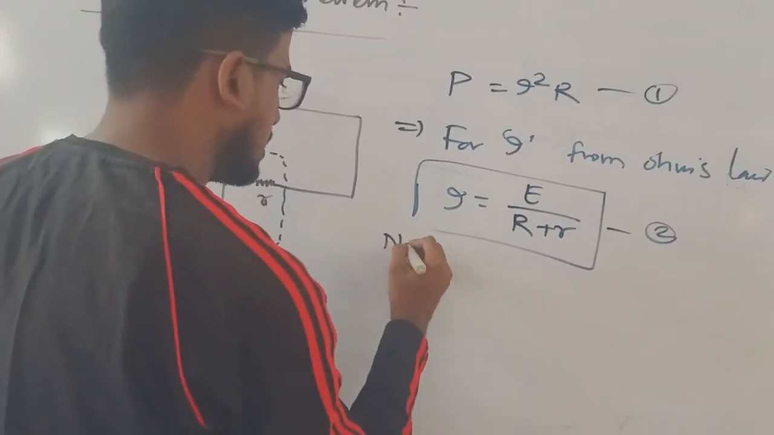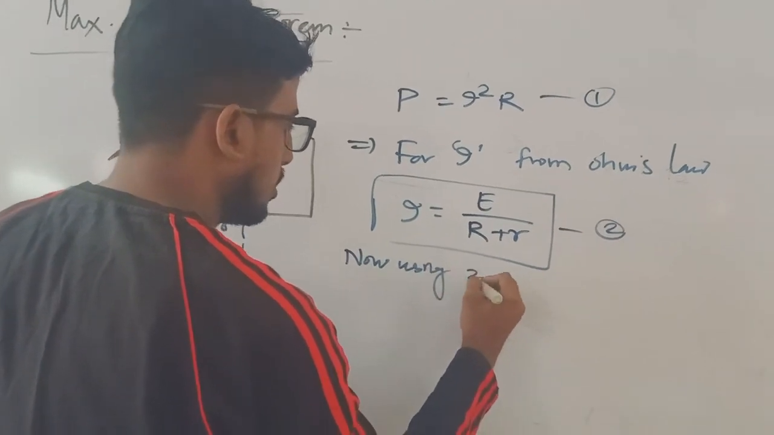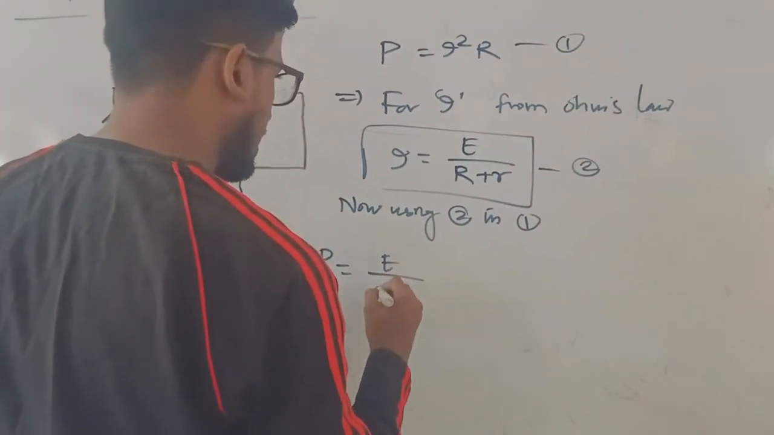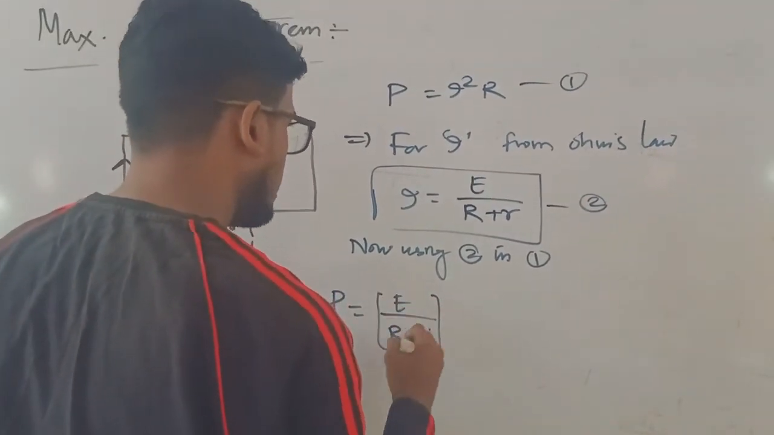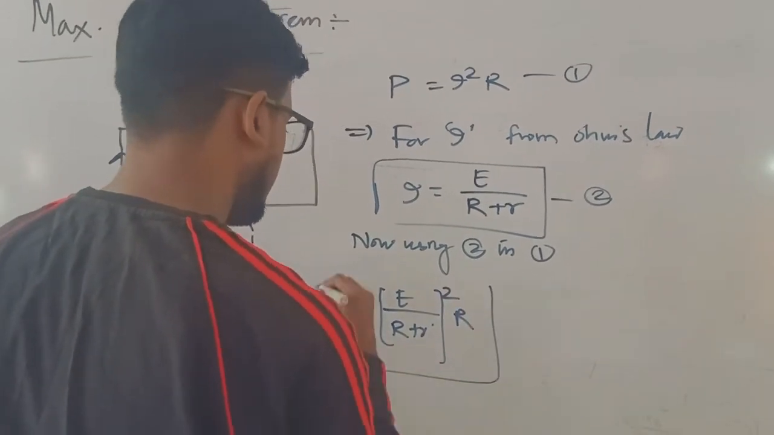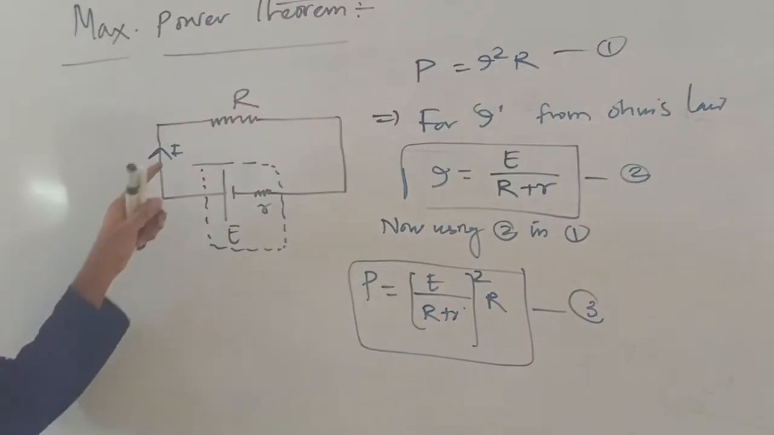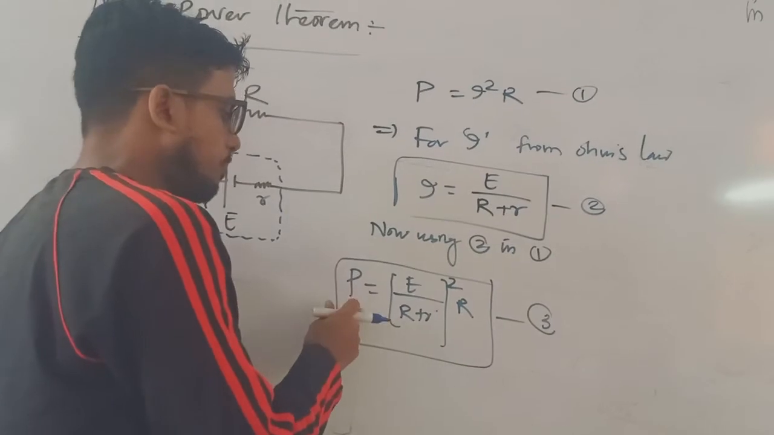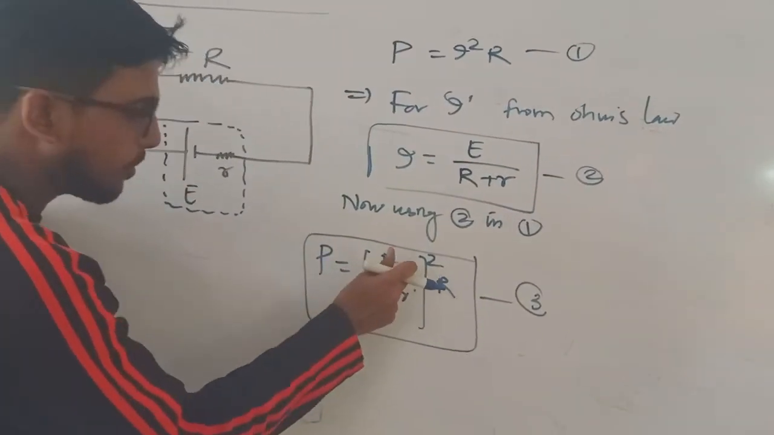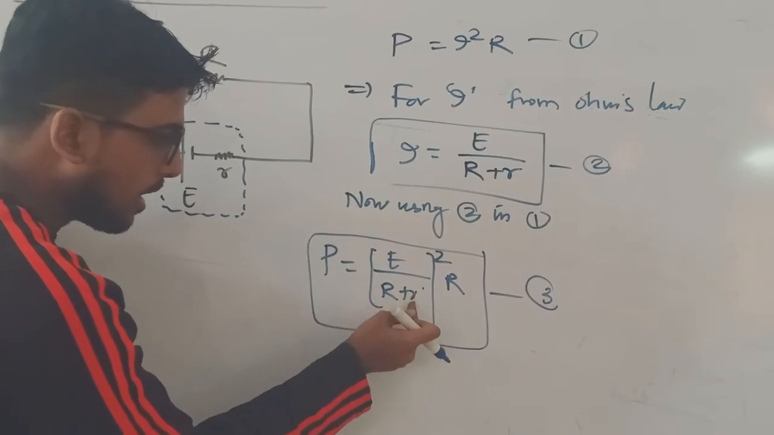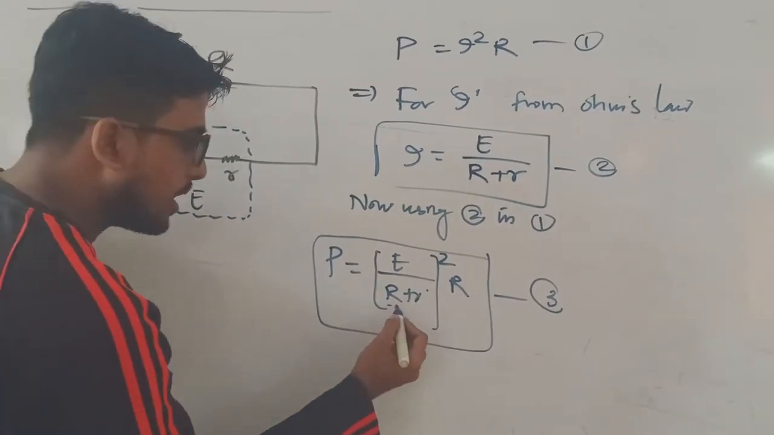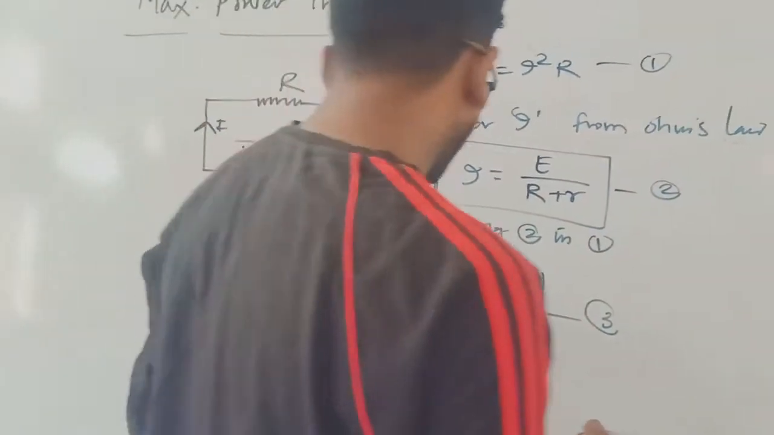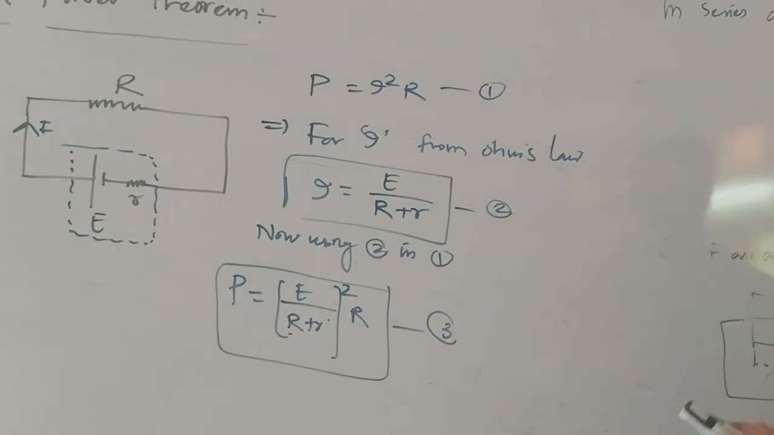So now using 2 in 1, P will be how much? E divided by R plus r whole squared, into R. This is equation 3, the power consumed by the load resistance R. So when will P be maximum? In this relation, the EMF of the cell remains constant and the internal resistance of the cell is constant, but the load resistance can be varied. So P is a function of external resistance capital R.